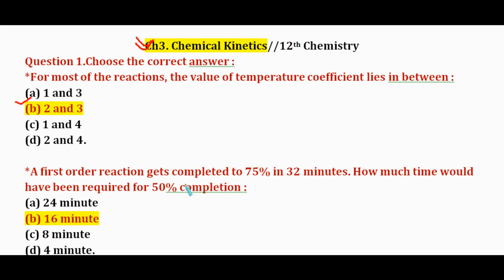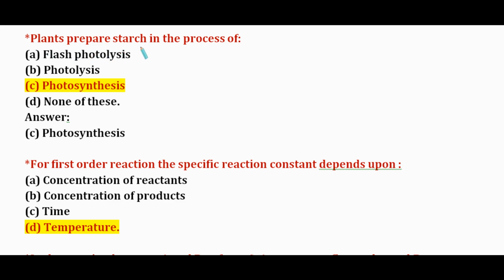First order reaction gets completed to 75% in 32 minutes. How much time would have been required for 50%? It is half time. It means it is half of 32, that is 16 minutes. Plants prepare starch in the process of photosynthesis. First order reaction, the specific reaction constant depends on temperature.